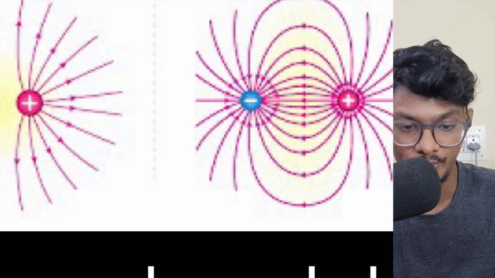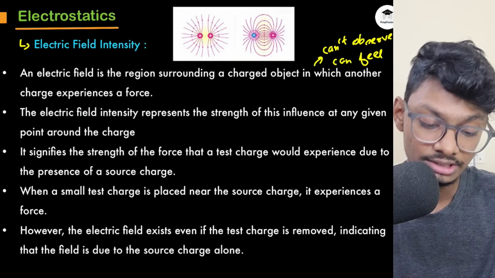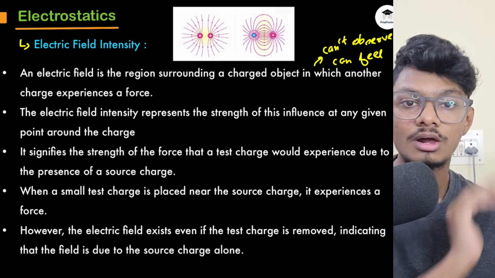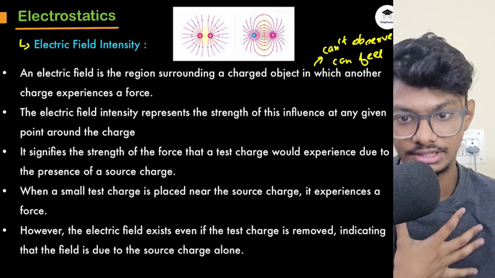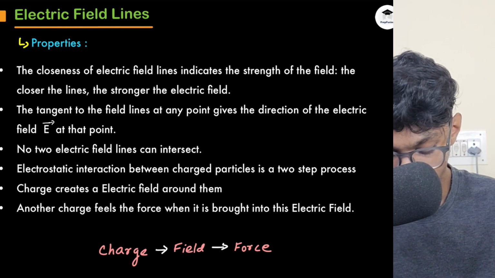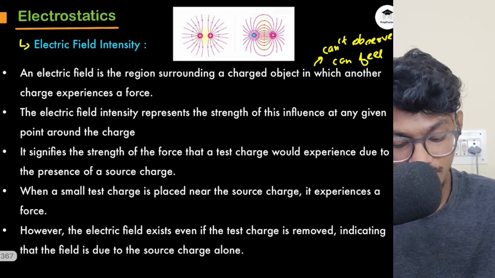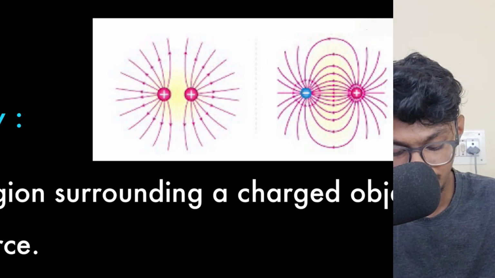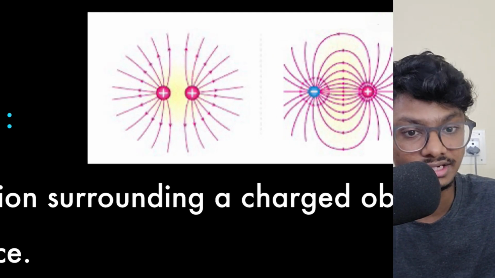Tangent of this. So basically the direction of electric field gives the direction of the force that the test charge will see. That is a test charge. No two electric field lines can intersect. So there is a property of electric field that no two lines can intersect.